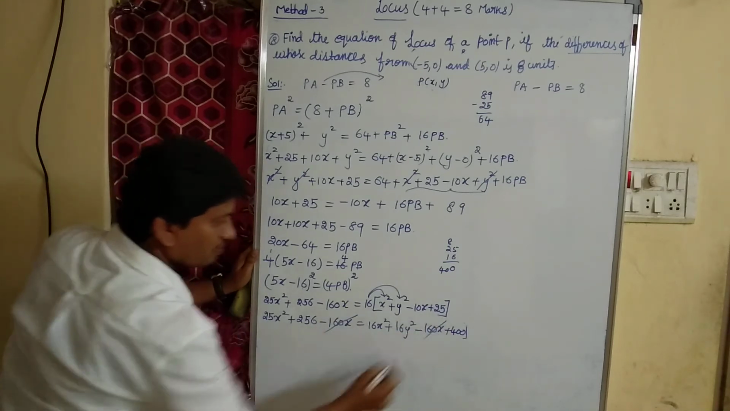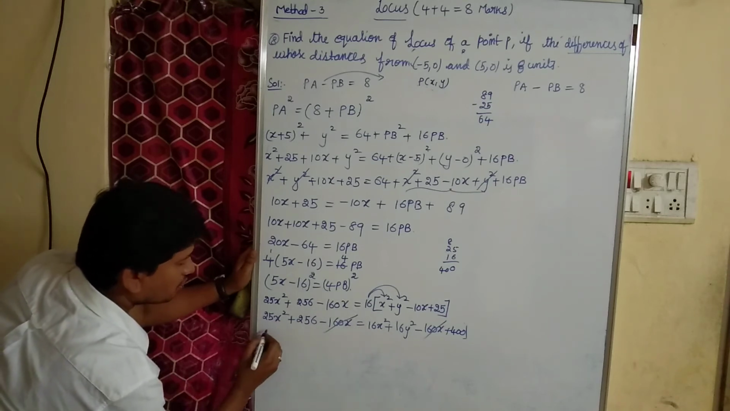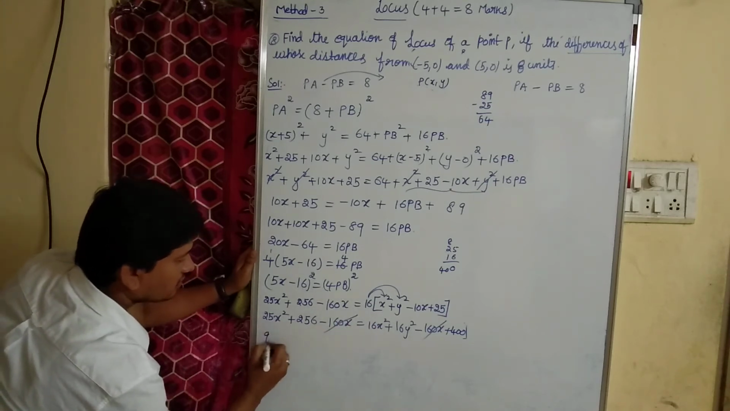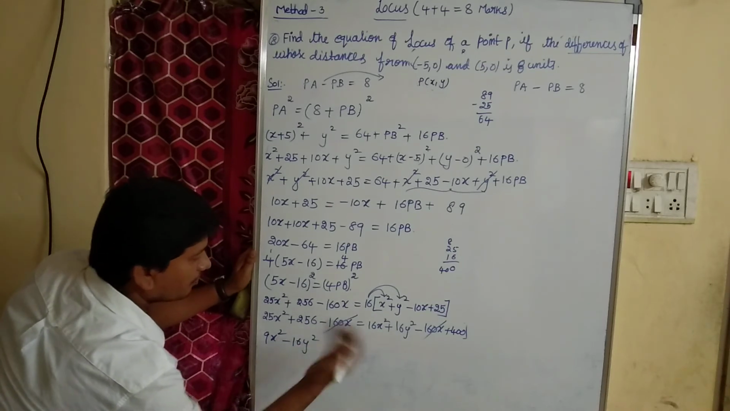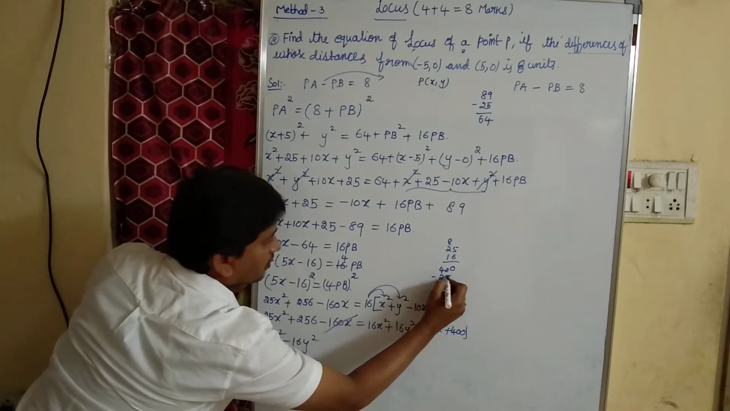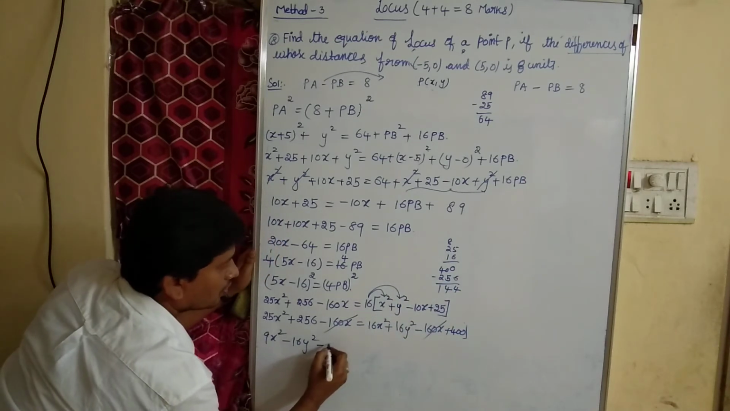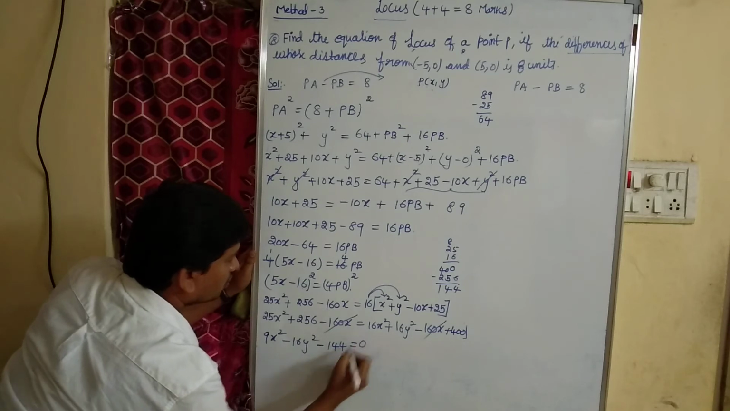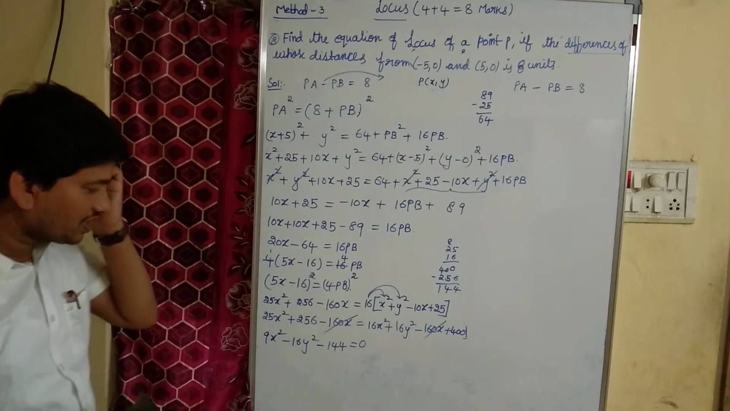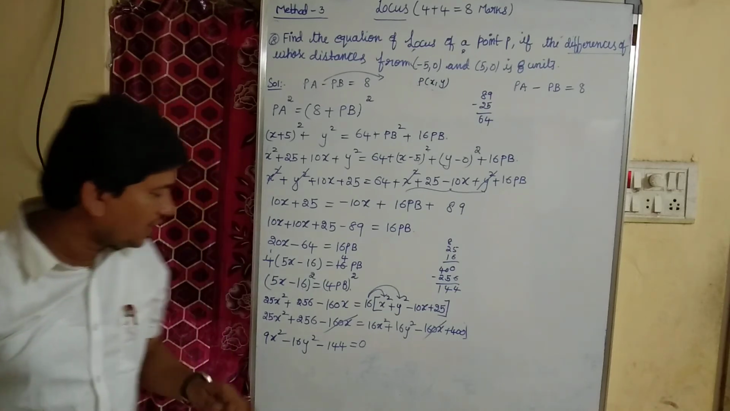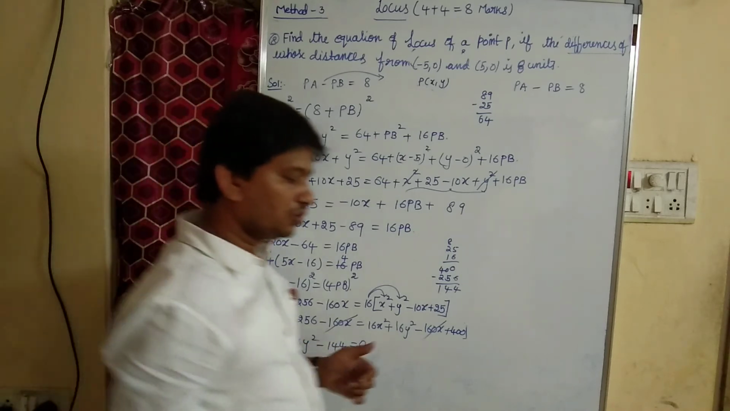Now let us transpose this side. Minus 160x gets cancelled. 25 minus 16 is 9, so 9x square minus 16y square. 256 minus 400 is minus 144 equals 0. So what is the equation of the locus of point P? That is 9x square minus 16y square minus 144 equals 0.